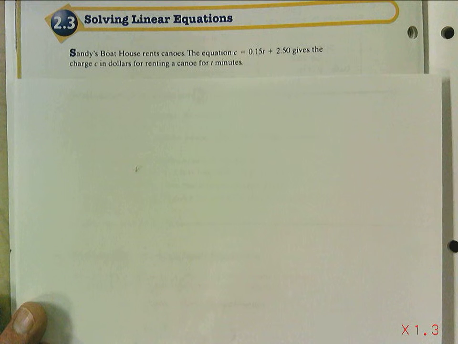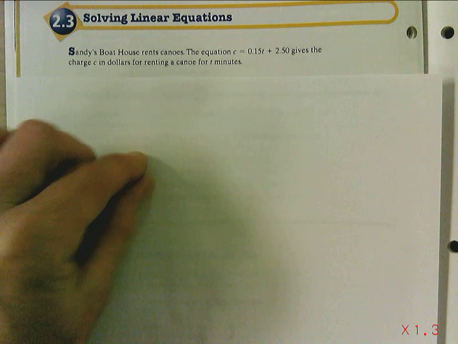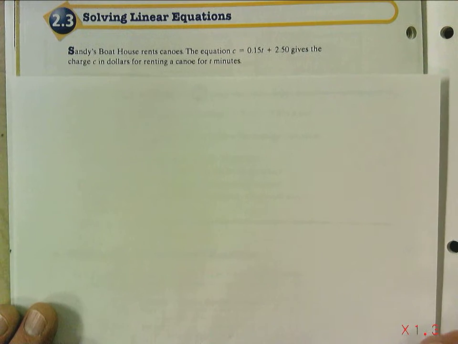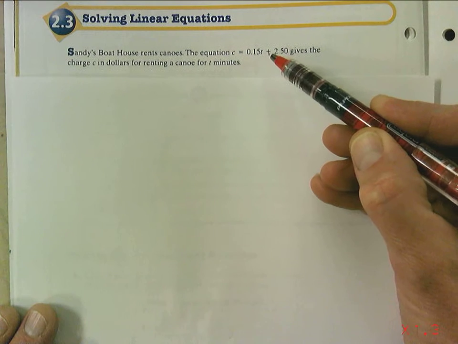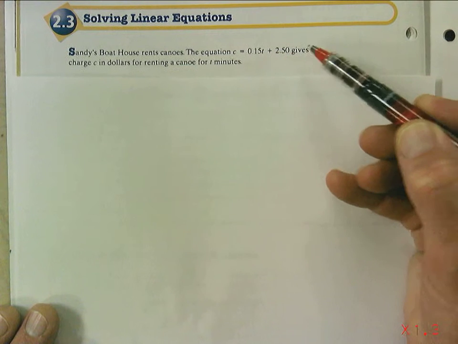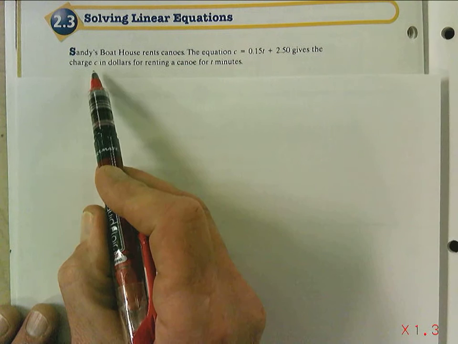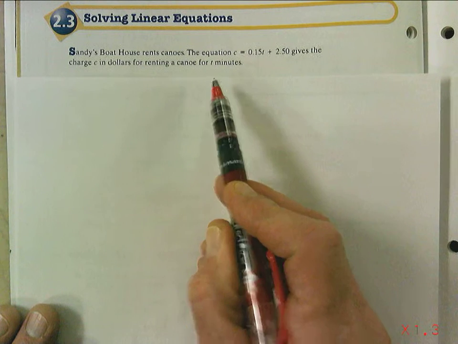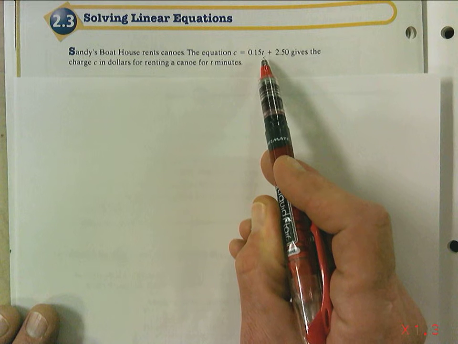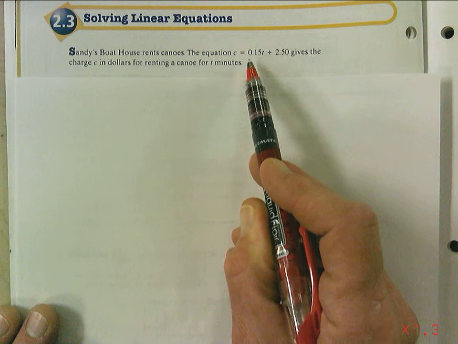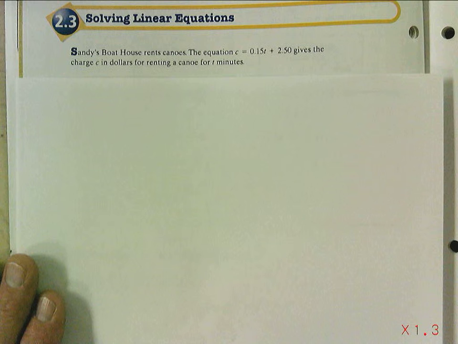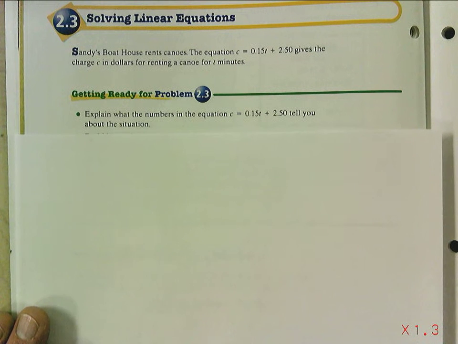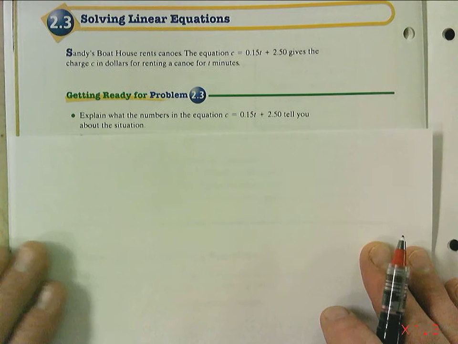the equation C, which means cost, equals 0.15 t plus 2.50. This gives the charge, which is the letter C, in dollars for renting canoes for t minutes. So we have the t for time in minutes and the C for the cost. And so the first part of this problem asks us to explain what the numbers in this particular equation mean.